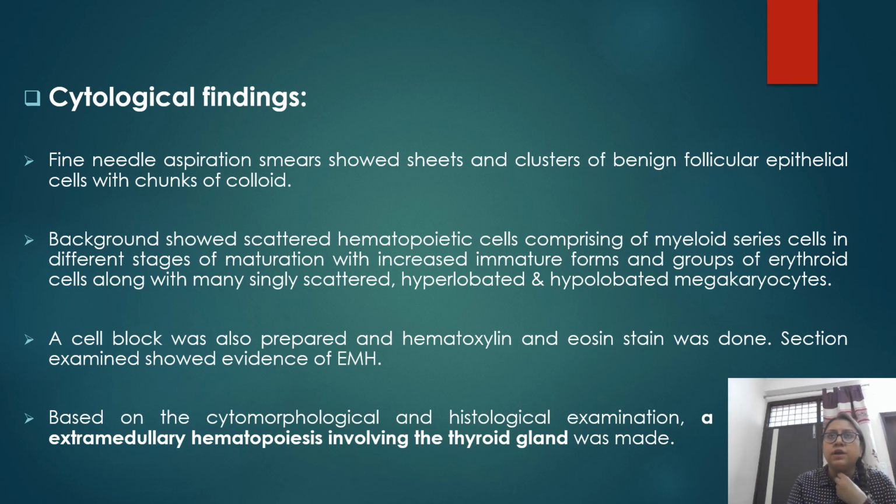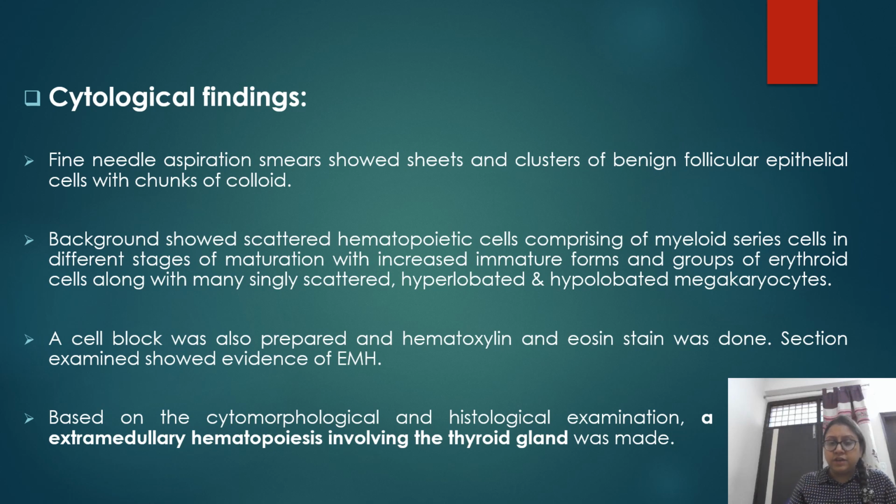Normally in the thyroid we do not expect to find myeloid series cells in different stages of maturation, like myelocytes and promyelocytes, okay, these things should not be found. There were groups of erythroid cells, cells in erythroid islands, and we even got megakaryocytes, fine, which were singly scattered, hyperlobated and hypolobated. So hyperlobated and hypolobated, this is how we describe megakaryocytes.